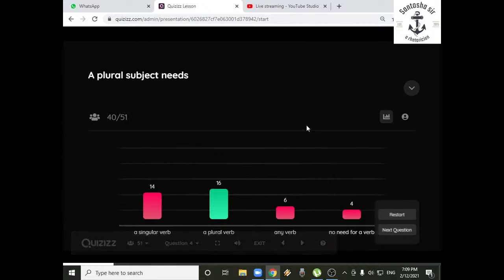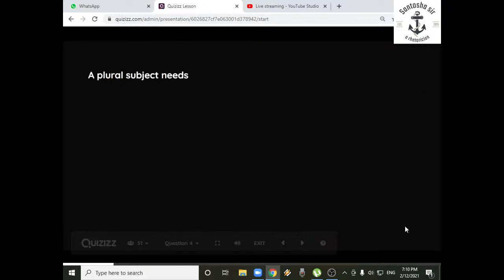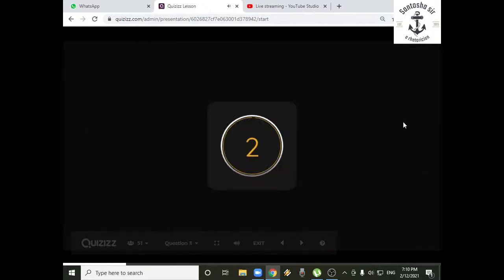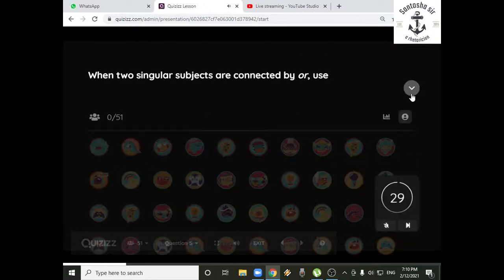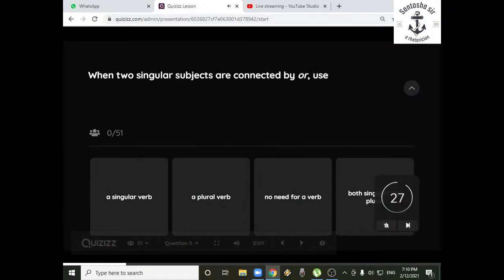So let's continue. We have 16 members here who have answered it correctly. Moving on to the next question. Question number 5. When two singular subjects are connected by or, what do we use?